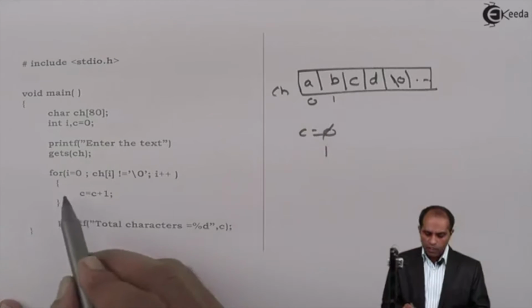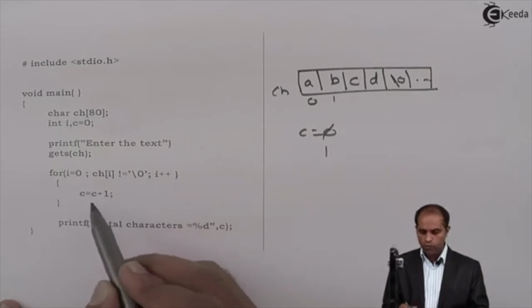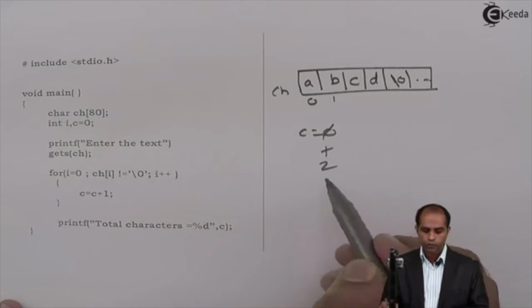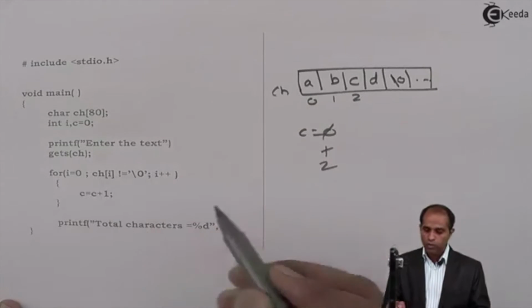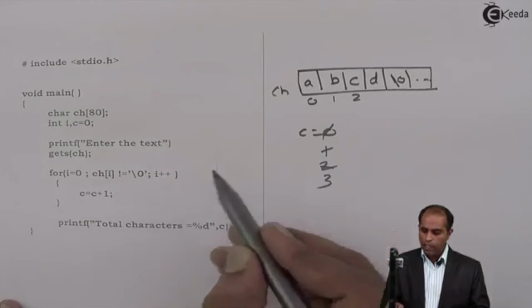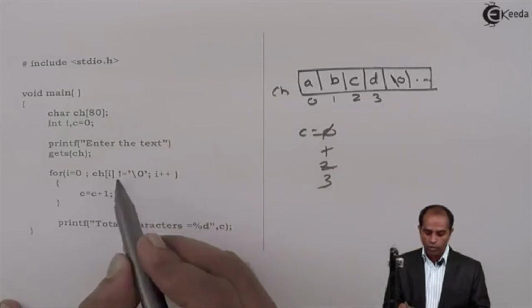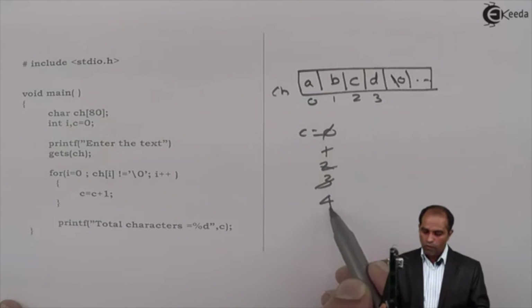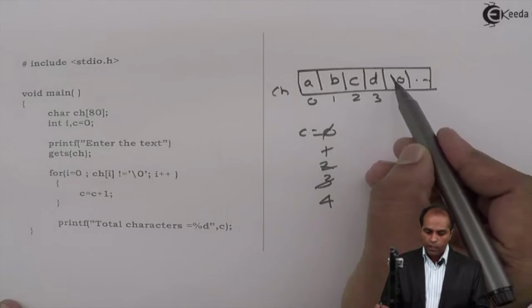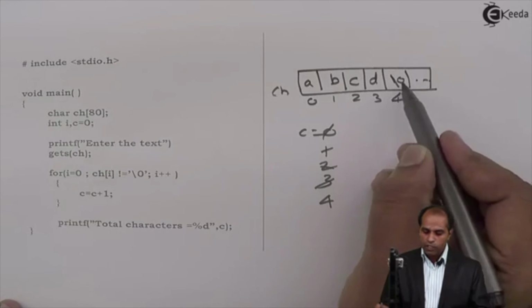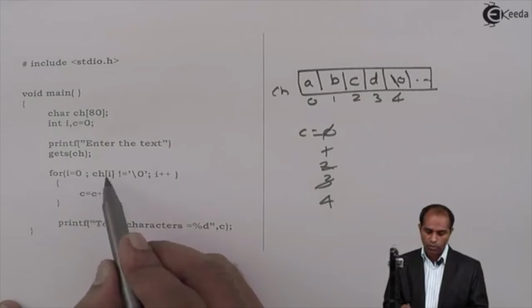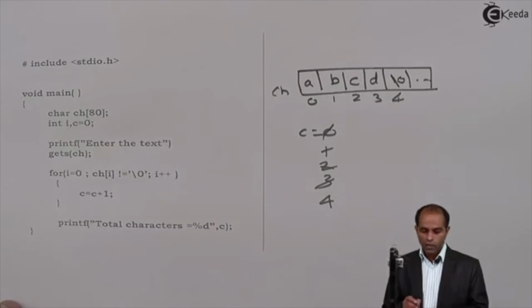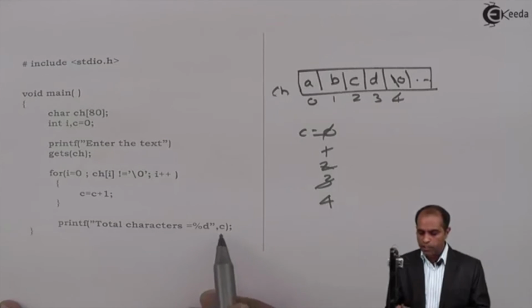So when i is 1, is ch of 1 not equal to null? True. Increase the value of c to 2. Go back, i plus plus, i becomes 2. Is ch of 2 not equal to null? True. Change the value of c to 3. Go back, i becomes 3. Is ch of 3 not equal to null? True. 4. Go back, i becomes 4, ch of 4 not equal to null. Ch of 4 is now equal to null. So in that case, stop and exit this particular loop. And then say total characters equal to %d, comma c, and total characters are 4 in this case.